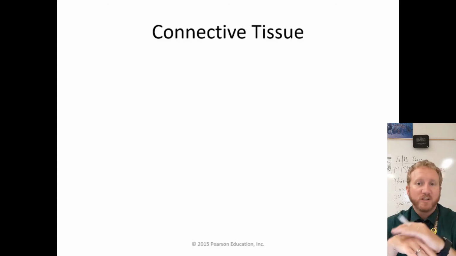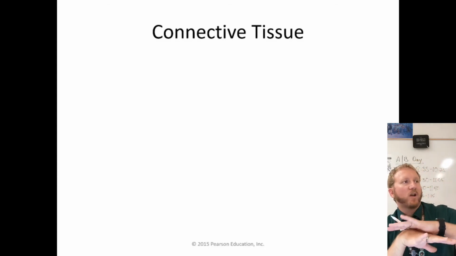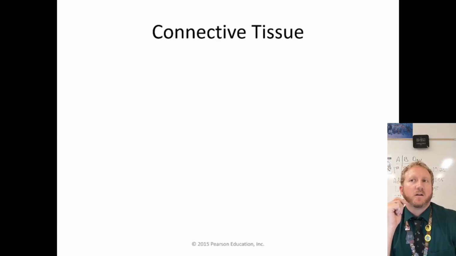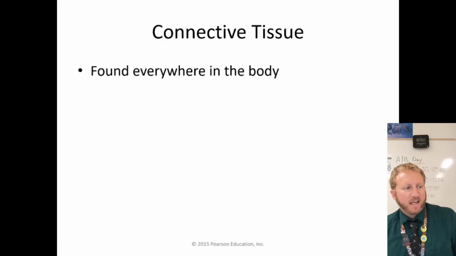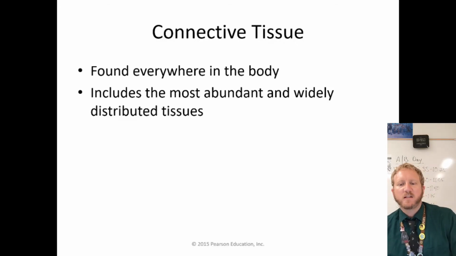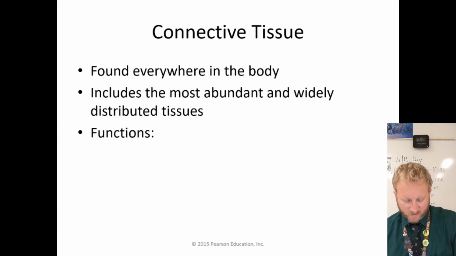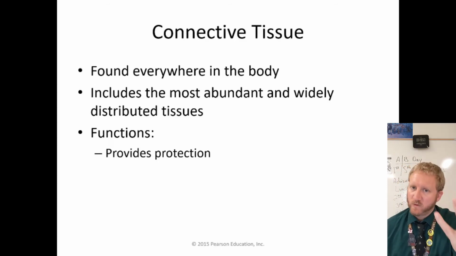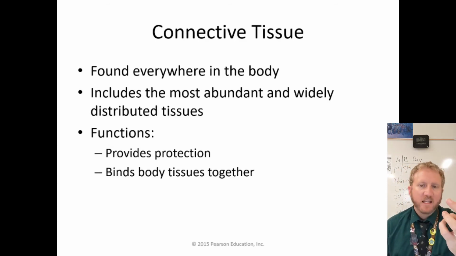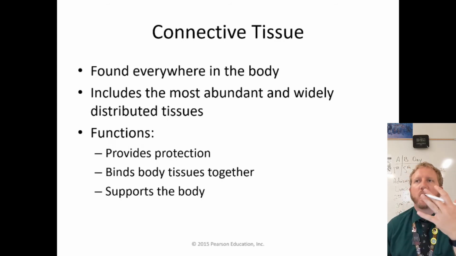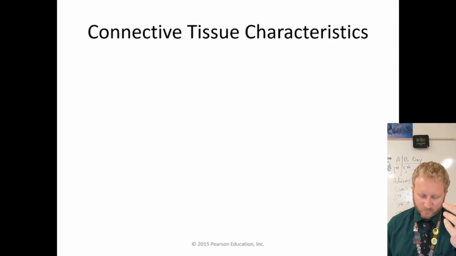The one that is the most diverse, as far as just going all over the place, is connective tissue. Now, connective tissue is found everywhere in the body. It is the most abundant and the most widely distributed tissue throughout the body. And the functions are protection, holding things together, that's why it's called connective tissue, and supporting the body. Your bones, for example, are connective tissue, so are tendons, ligaments, and stuff like that. One of the major layers of the skin that we'll talk about in the next video is connective tissue.